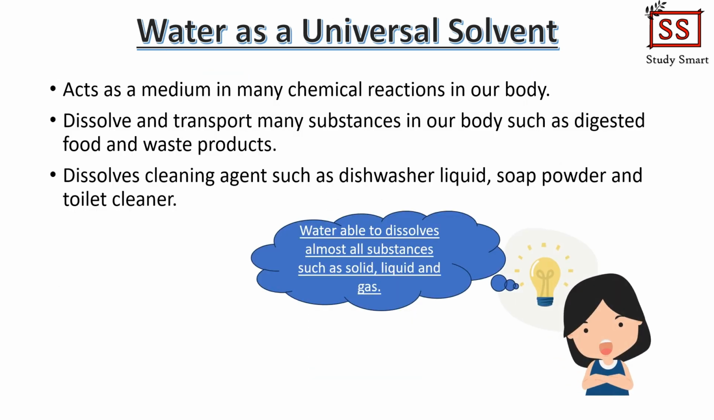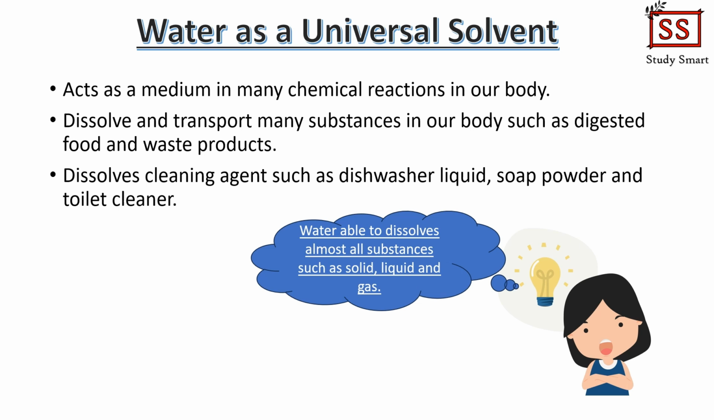Alright, by now you know that water is a type of solvent. But do you know that water acts as a universal solvent? Yes, this is because water is able to dissolve almost all the substance such as solid, liquid and gas. It is used in many chemical reactions in our body and also to transport substances in our body. Other than that, water also can dissolve cleaning agents such as dishwasher liquid, soap powder and toilet cleaner. This is why water known as a universal solvent.